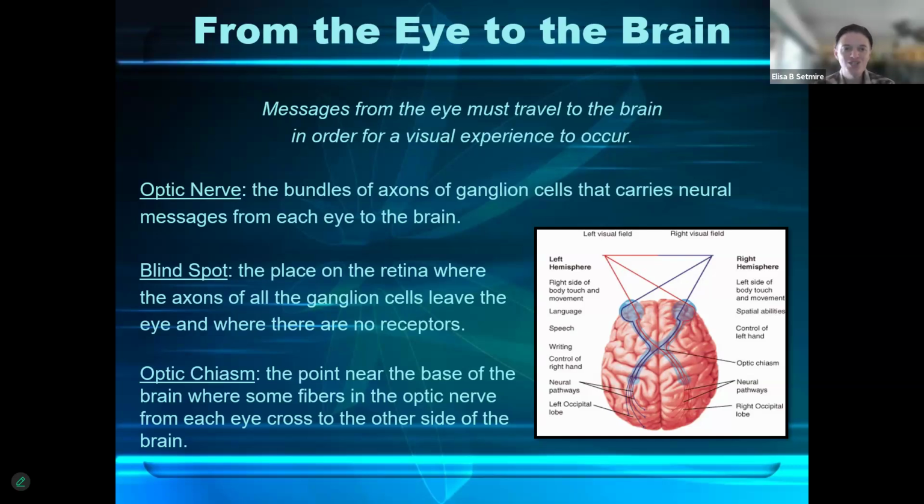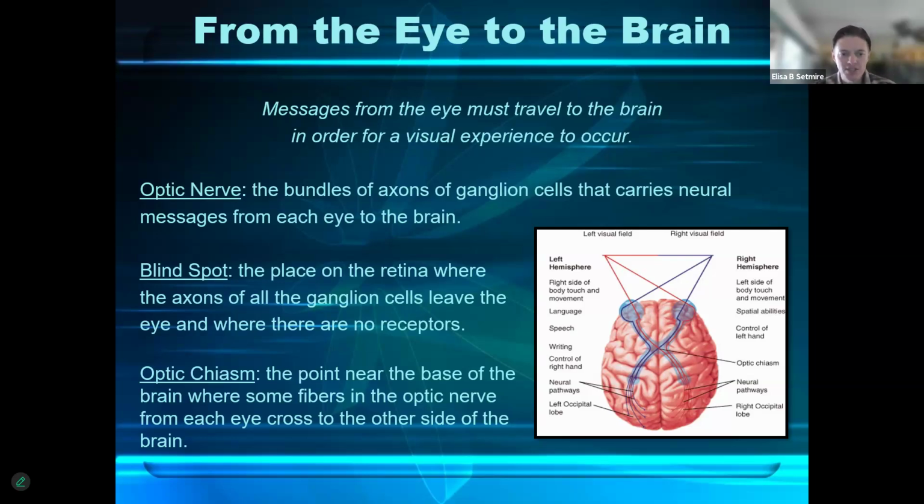Now, interestingly, we do possess a blind spot, kind of like when you're driving in a car, there's a little bit of a blind spot. There is a place on your retina where the axons of all the ganglion cells leave the eye where there are no receptors. And as a result of this, we get these kind of spots in our brain where there is no image.